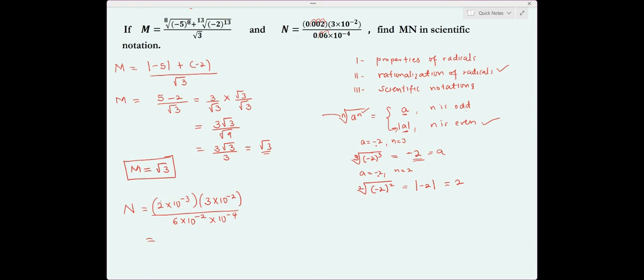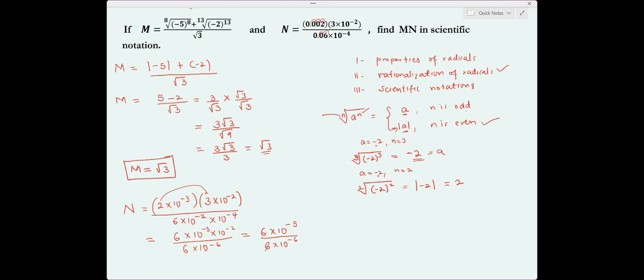So if we look, this will be 2 times 3. So this is 6 times, you have 10 raised to power minus 3 and 10 raised to power minus 2. At the denominator, we have 6 times 10 raised to power, we can actually add this, minus 2 minus 4. This will be minus 6. Now, this is the same thing as 6 times 10 raised to power, here as well, we can add minus 3 and minus 2, which will give us minus 5. And here we have 6 times 10 raised to power minus 6.